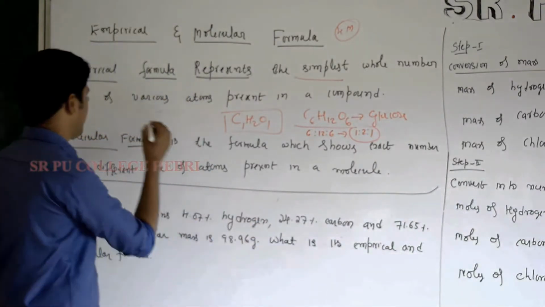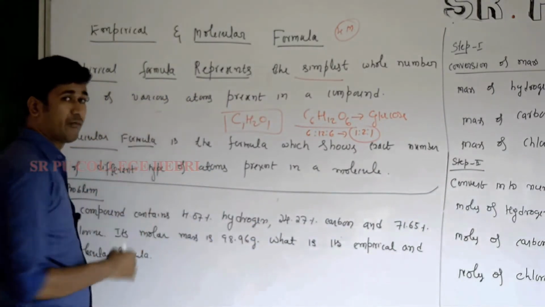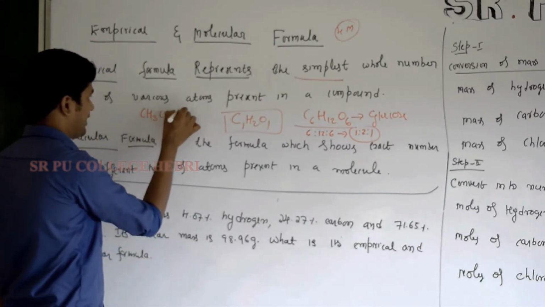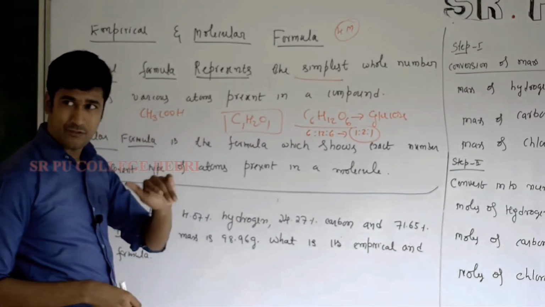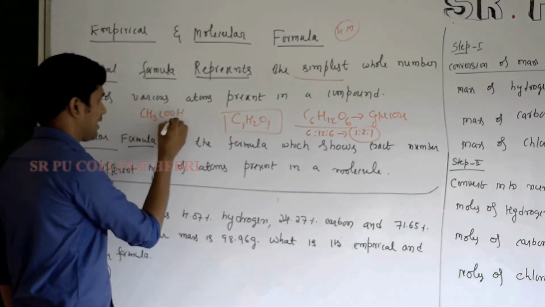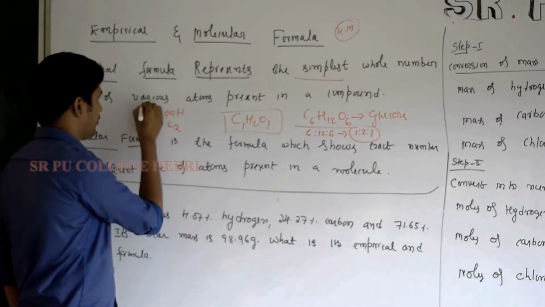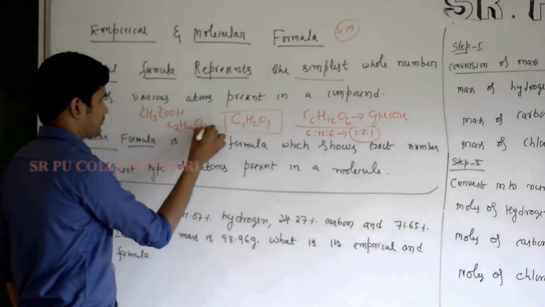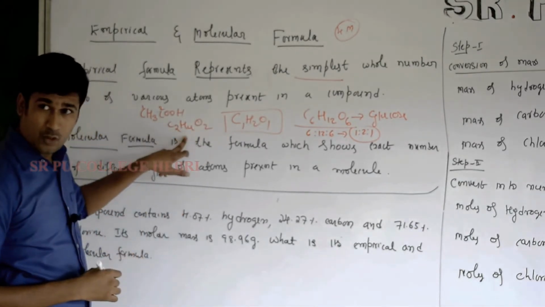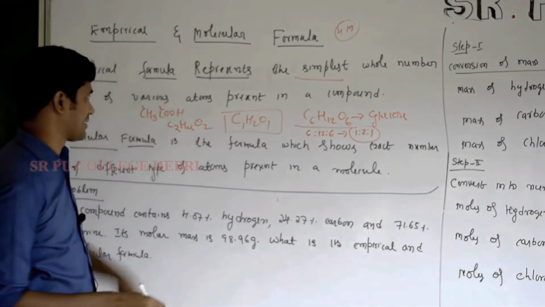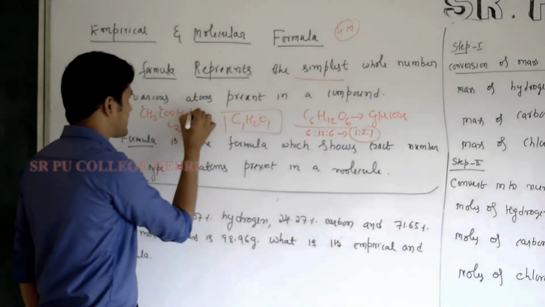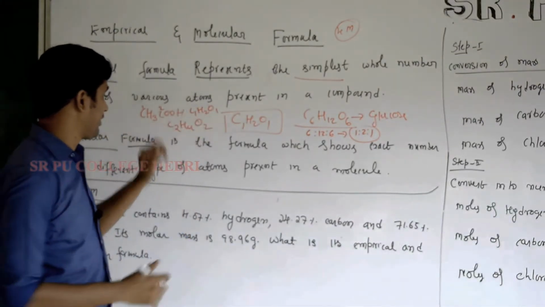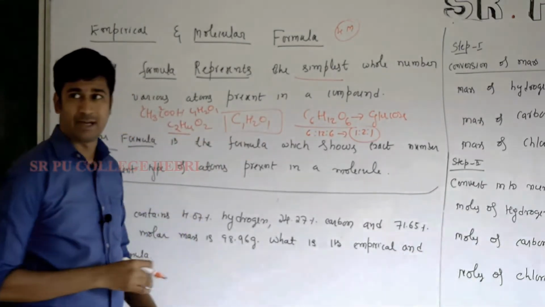One more example I will give you. Acetic acid. You might have heard about vinegar. The formula is CH3COOH. So this is the exact formula of acetic acid. I can write this as C2H(3+1)O2, that is C2H4O2. This is the molecular formula of acetic acid. So what is the empirical formula? C1H2O1. So molecular formula is different and empirical formula is different.